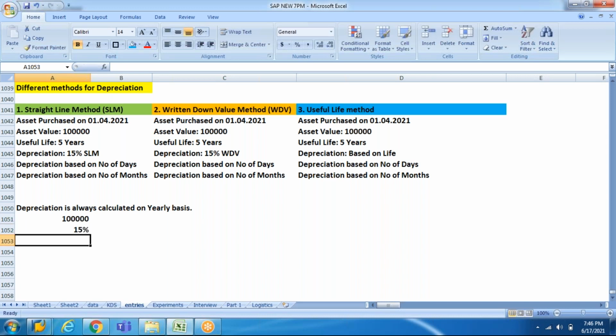Remember, whenever the depreciation is based on a percentage, you don't need to consider the life. If your depreciation is based on percentage, whether it is the straight line method or the WDV method, you do not have to consider the life. Life is only for reporting purposes. Clear? Now 1 lakh and 15%, these are the only two things that I need.